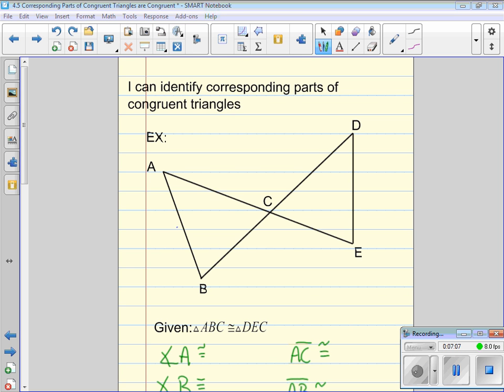All right, let's take a look at this. This is the first of our I can statements. It says I can identify corresponding parts of congruent triangles. Okay, so if you take a look, I've got two triangles here. They're actually caused by two lines that cross each other, creating vertical angles, to be honest. So at the very least, I know at some point these angles are going to have to be congruent. Okay, but we'll get there.